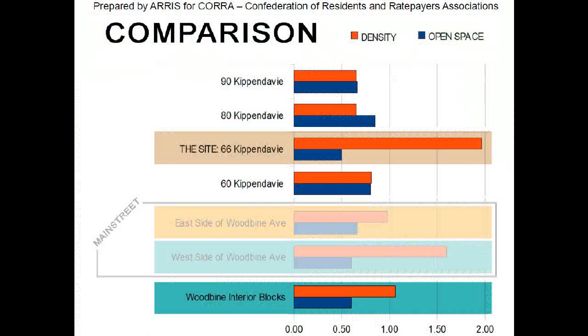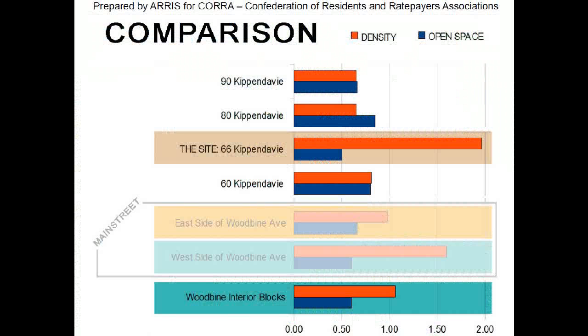Here on the last page we have the comparison of the projects lined up together. In the orange is the density, and in blue is the open space. And we can see at the very bottom the scale. So the scale there is in terms of times coverage for density in the orange, and its percentage in terms of open space in the blue. It's obvious as we look at the adjoining properties on Kippendavie to the site at number 66 that they have much less density by far than the application here, and they have more open space.